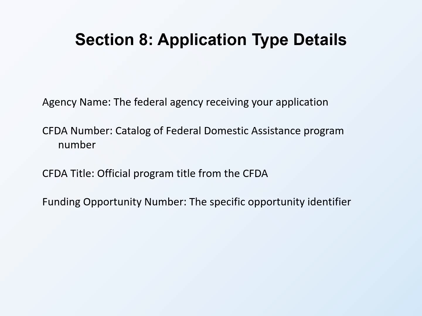This number appears in the NOFO and identifies the program for tracking and reporting purposes. Enter it exactly as shown in the announcement. CFDA title is the official program title as listed in the CFDA. This should match the program name in your NOFO. Like the CFDA number, this is often pre-populated but should be verified for accuracy.